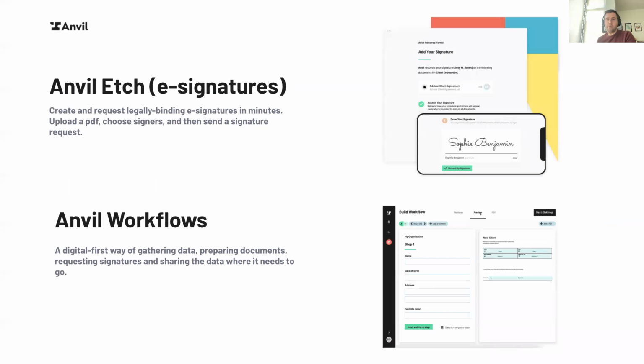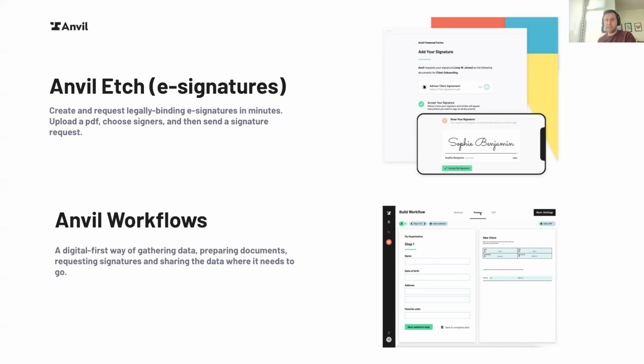So to give you a glimpse in what we're doing today, we're going to take you through our Anvil Etch product. Really, it's our e-signature tool that allows anyone to create e-signatures in minutes. Basically, you upload a PDF, choose your signers, and then send a signature off to the other party. And how we think about it, the relationship with paperwork, it's really a one-to-one relationship. So you're sending it to one person or you're sending it to just a few people through this motion.